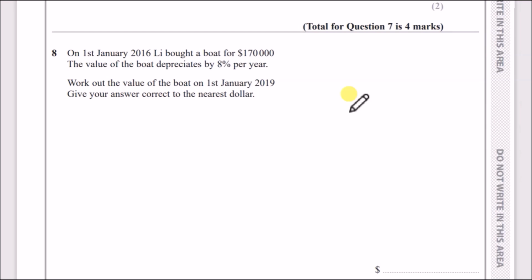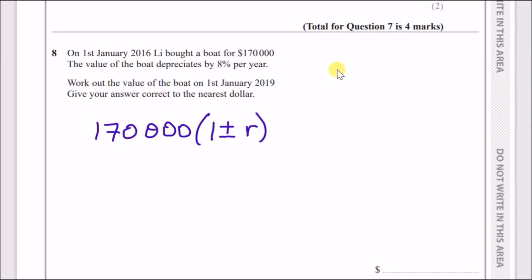Now, number 8. On the 1st of January 2016, Lee bought a boat for $170,000. The value of this boat depreciates by 8% per year. So what this means is you had 170,000 and it's gone down by 8%, so you always write a multiplier. It's always 1 plus or minus the rate. If it goes down by 8%, it's 1 minus 8%. 8% is just 0.08, so the multiplier is now 0.92. So that's what we need to write.